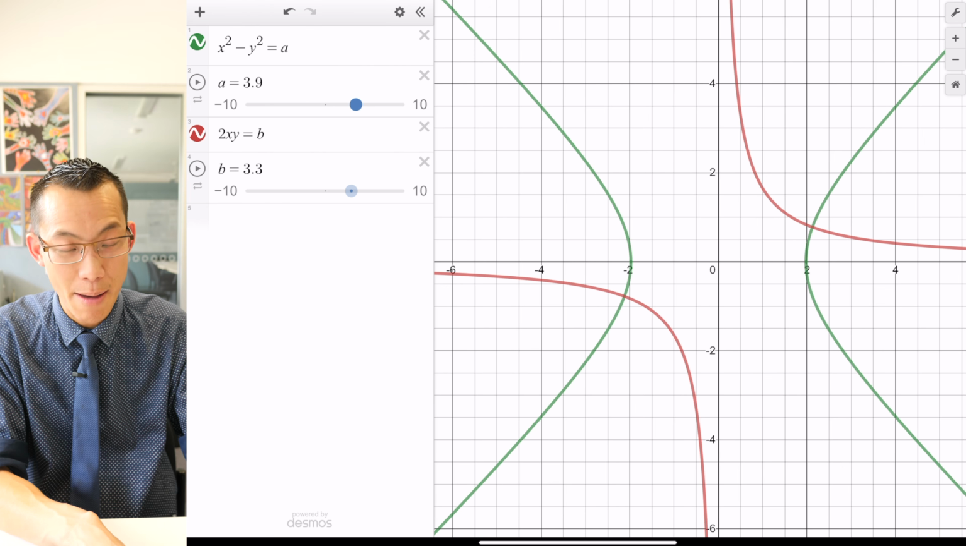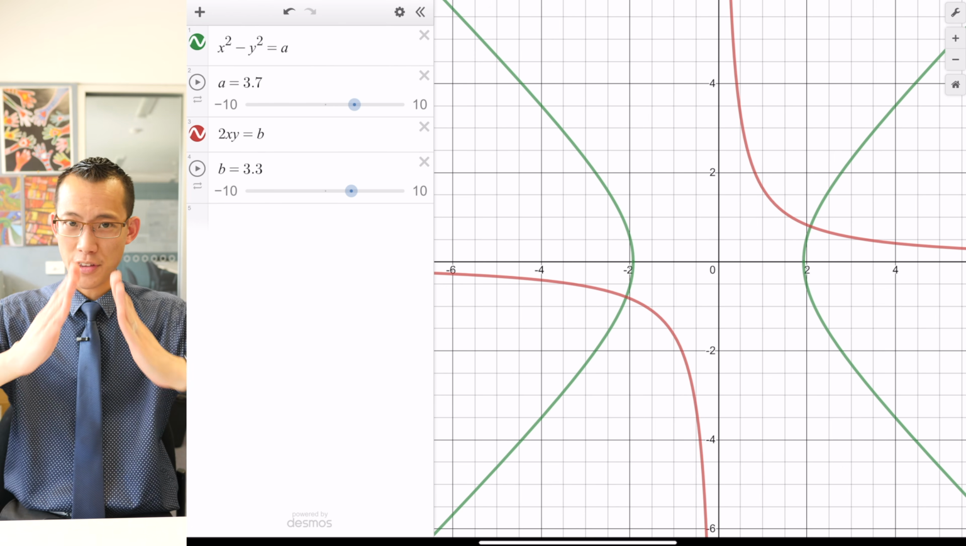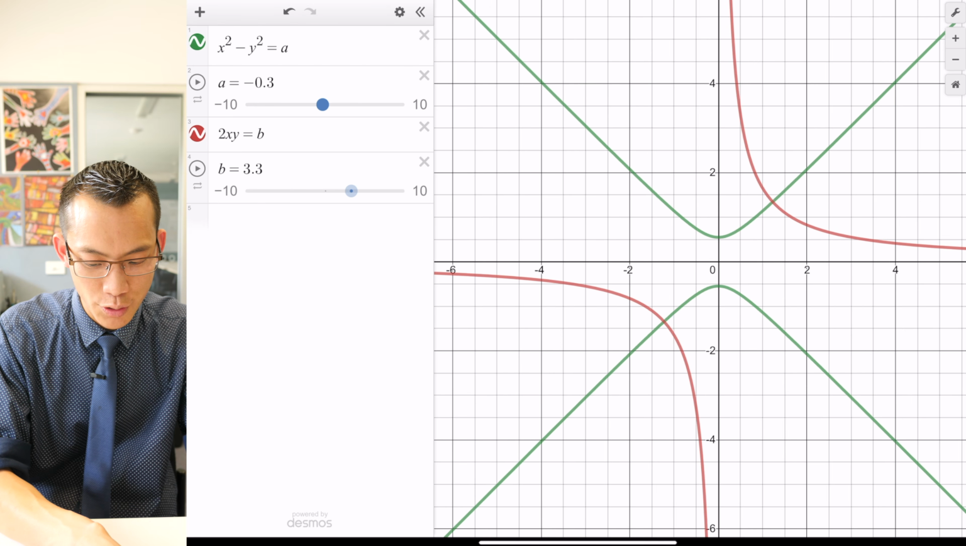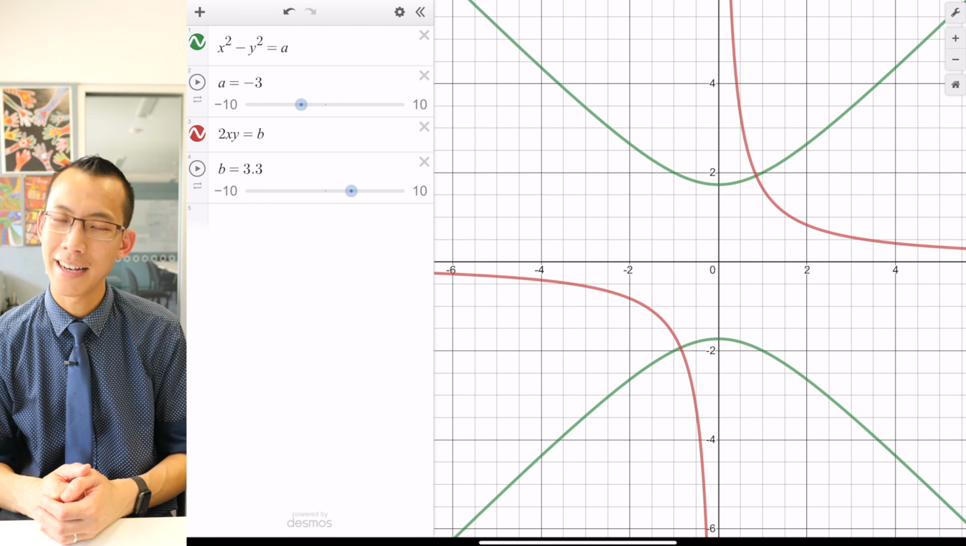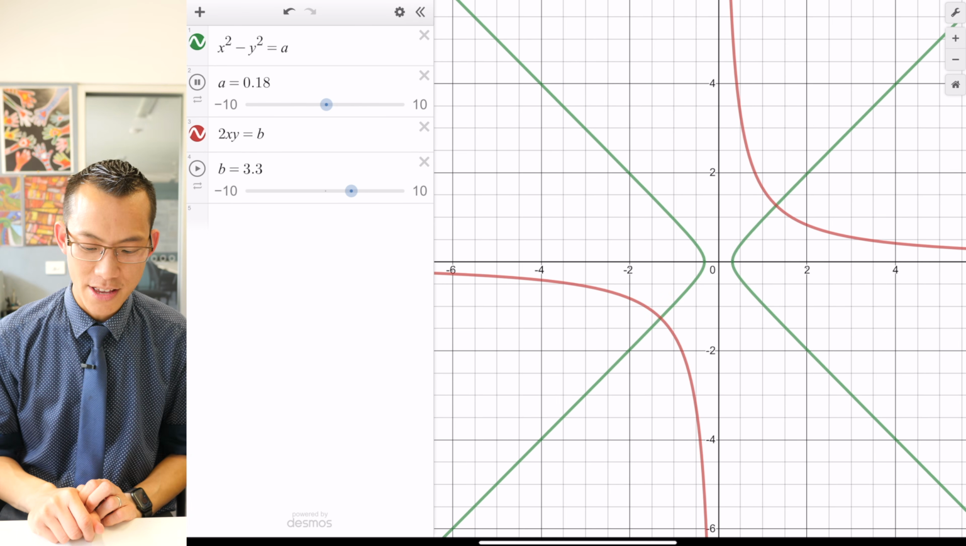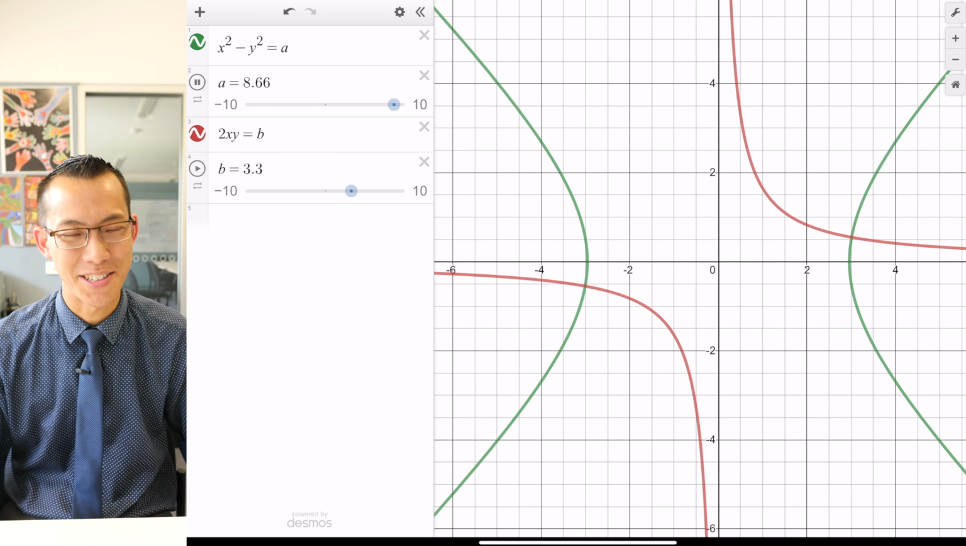This is what the hyperbola looked like before. You can see it has like a left and a right hand half. But then when I cross over, A becomes negative, you don't have a left and a right half to your hyperbola. You now have a top and a bottom. And what I'm going to do is I'm just going to let this animate and you can see it changing, which is quite satisfying to watch.